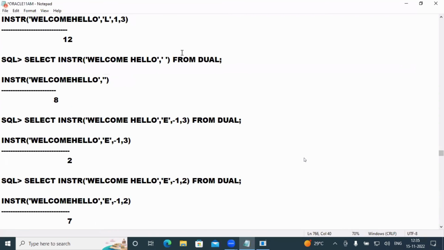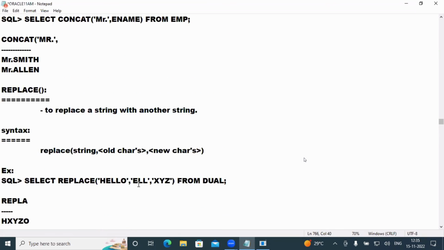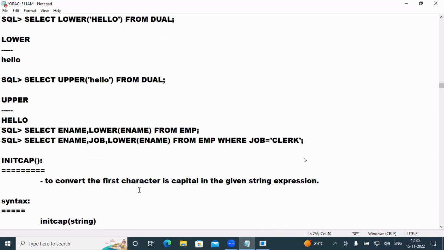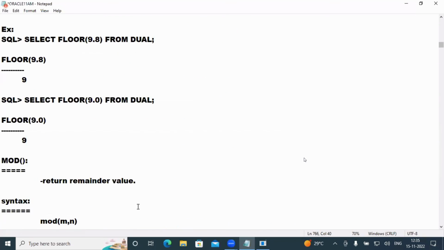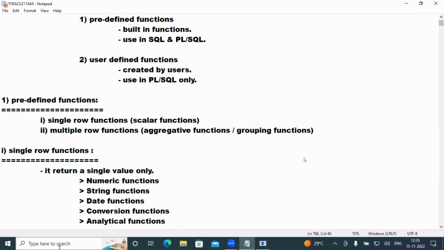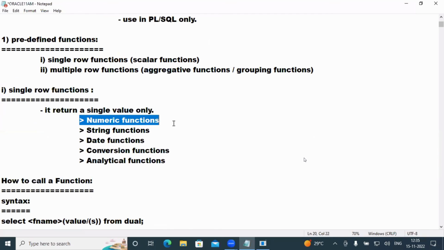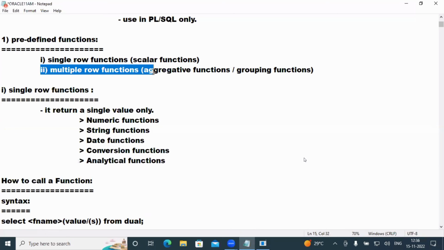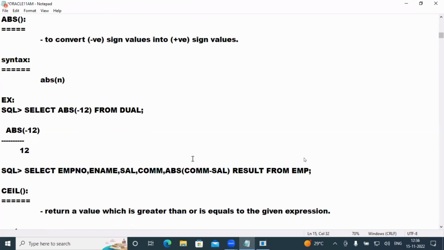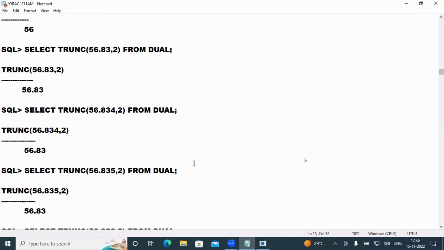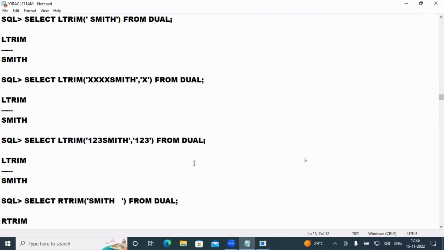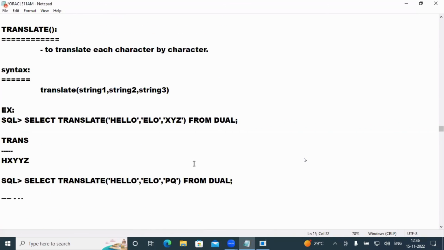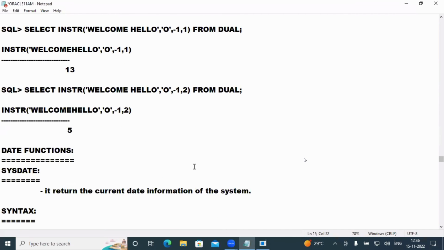And up to now, how many functions have we completed in this functions topic, in your single row functions? Okay, in single row functions, numeric functions, string, date. So these are completed. And tomorrow we will see conversion functions and analyticals. And after that, we will discuss multi-row functions. Okay, now? But guys, you do practice. After practicing, you will get some idea.